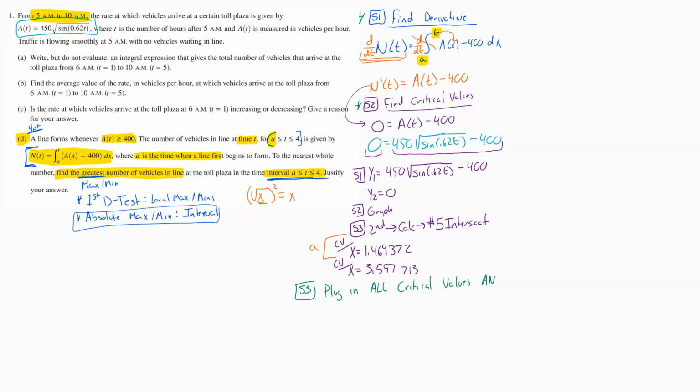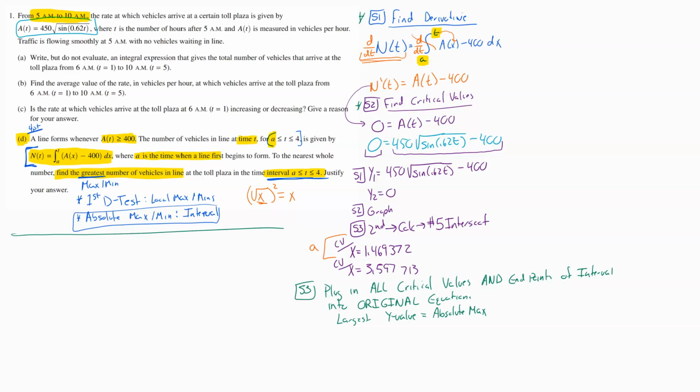and the endpoints of your interval into the original equation, the thing we're trying to find the max or the min of. And from there, the winner, the greatest, the largest y value, is going to end up being our greatest number of vehicles. That would be our absolute max in this situation.